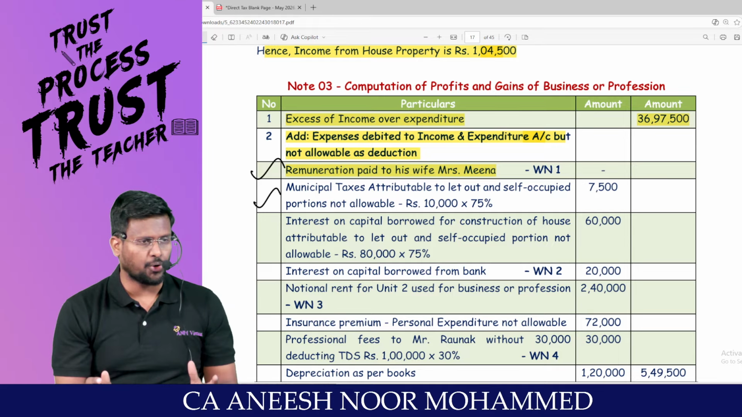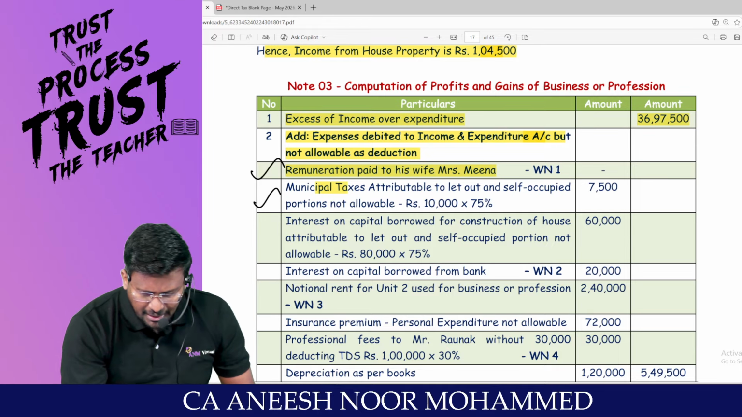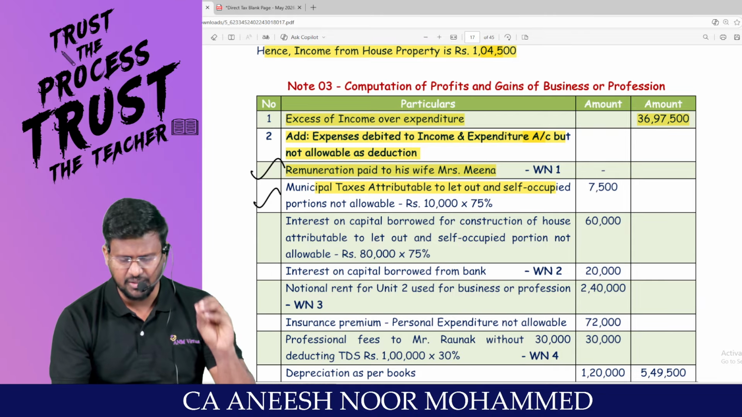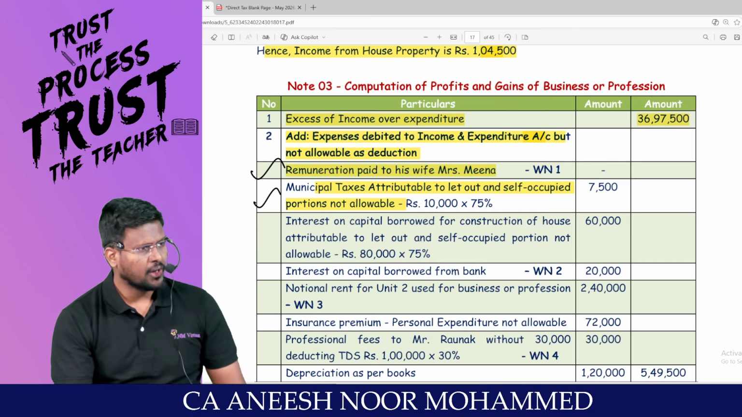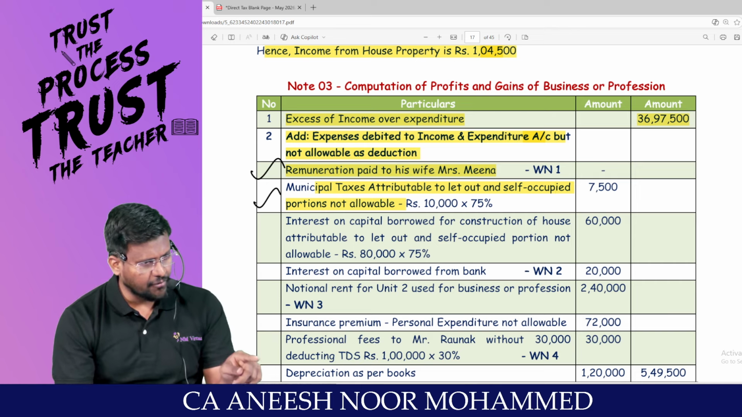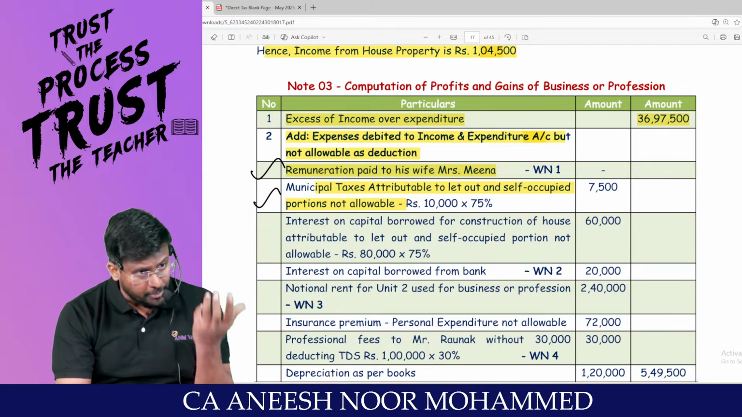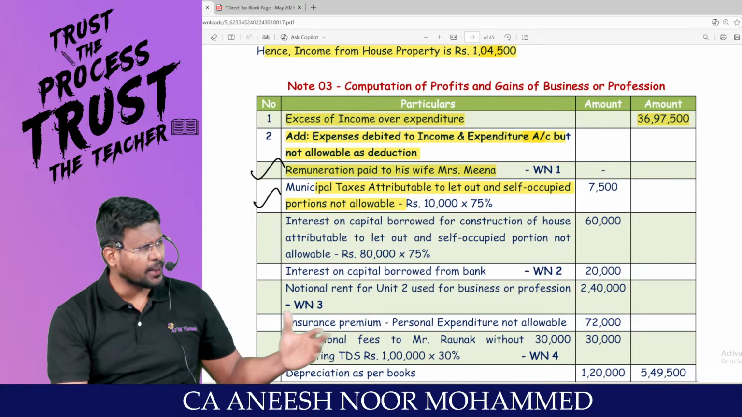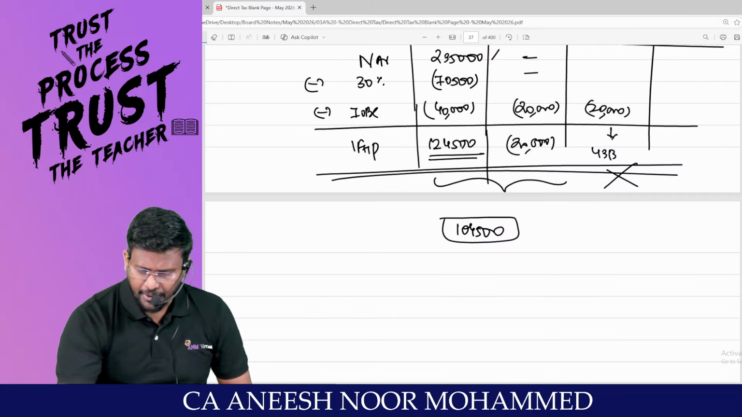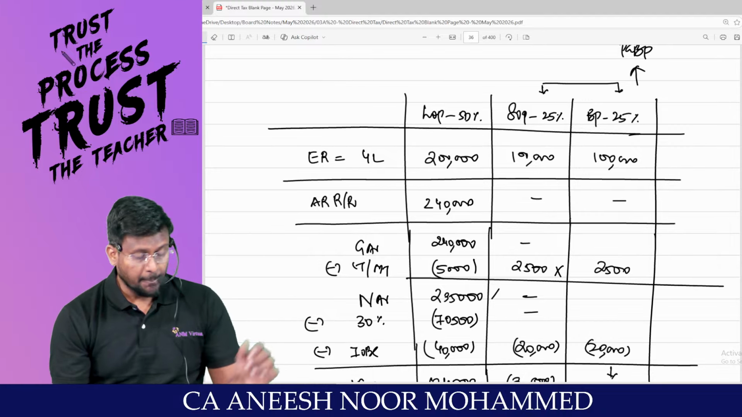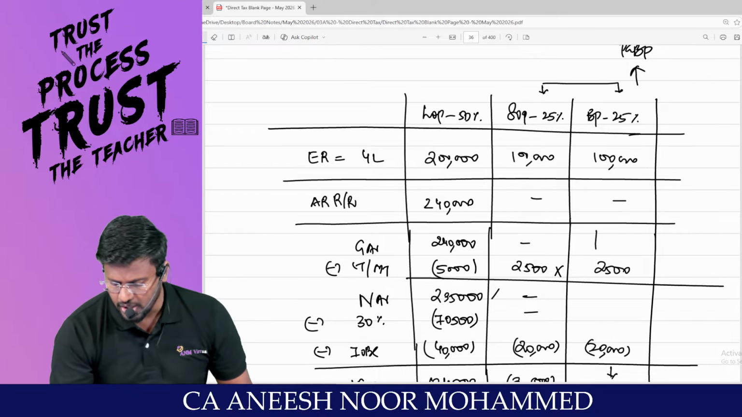Accepting. These are beautiful points from PGBP. I love this point. For example, municipal tax attributable to let out portion. How much portion let out? 50%. And self-occupied portion? 25%. Total? 75% should be added back. Because the remaining 25% are for business. That can be claimed as deduction under PGBP, because this 25% was blank in the IFHP. Because for this 25%, PGBP provisions will be applicable.